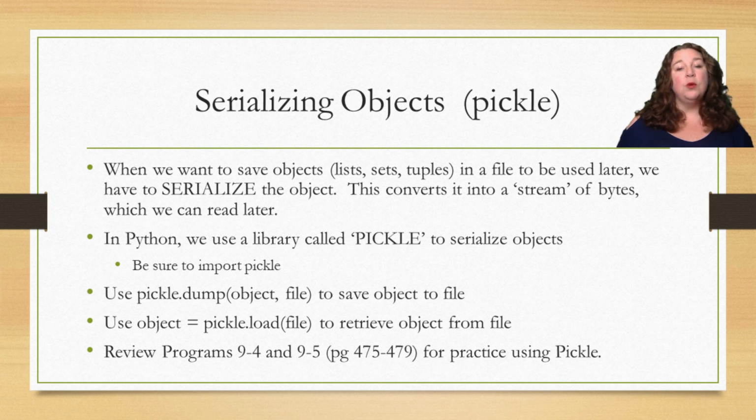And when we serialize it, we convert it from whatever object it is into bits, into bytes, into data that the computer can read. So serializing is really important when we're working with objects like lists, or like dictionaries, or like sets. If we wanted to store any of these, we have to serialize them first. It creates a stream of bytes that can be reread in and then understood.